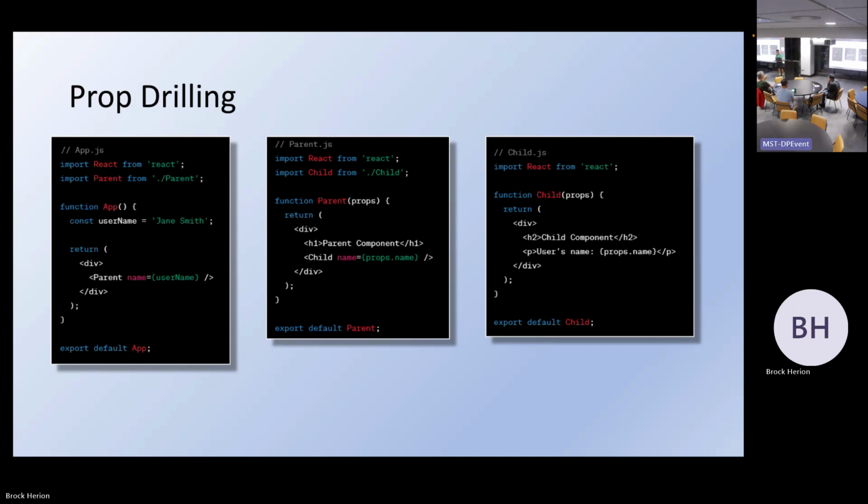So what is prop drilling? For those of you in React, you're very familiar with the fact that if you have a component that is multiple levels down, in order to get data to it, you have to pass it through every intermediary level to get there. So you have to go from the app to the parent to the child. And that's just 3 levels. But sometimes your tree can be even worse.